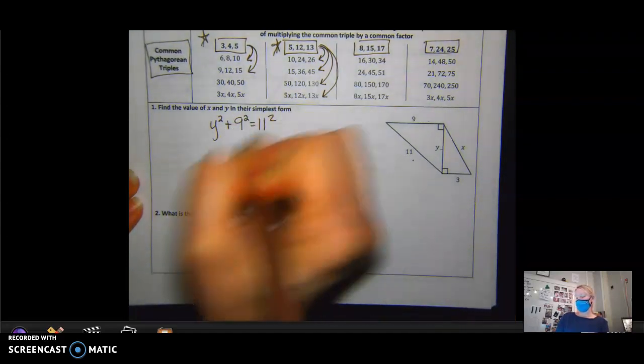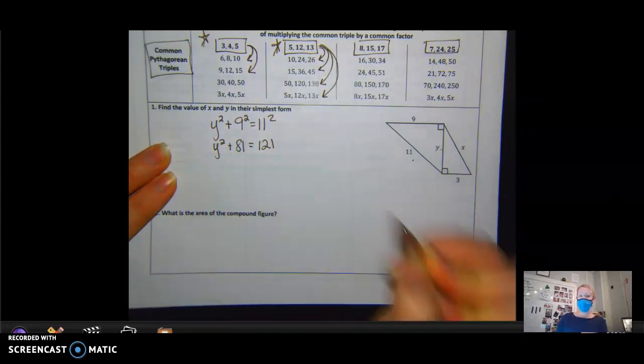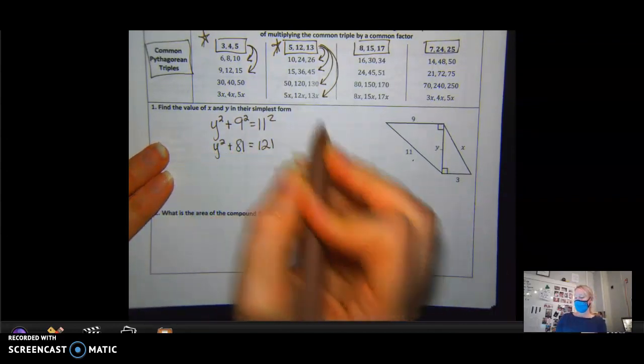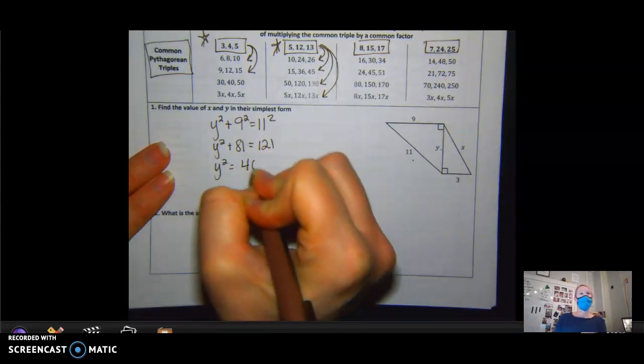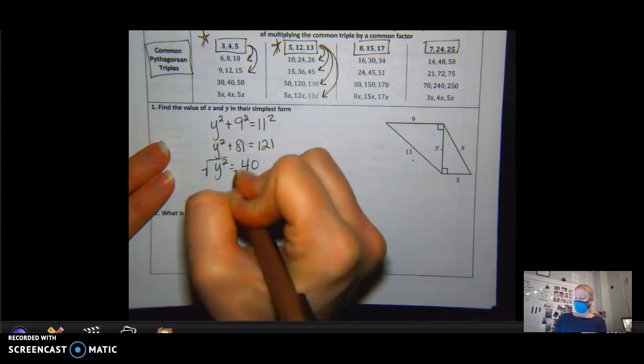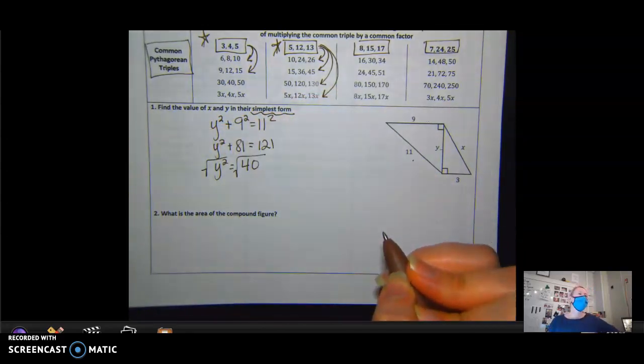This is y squared plus 81 equals 121, is that right? And then we subtract 81 from both sides. Y squared equals 40, is that right? Square root, square root. If you notice in the directions, it says simplest form. Do they want a decimal or what do they want?